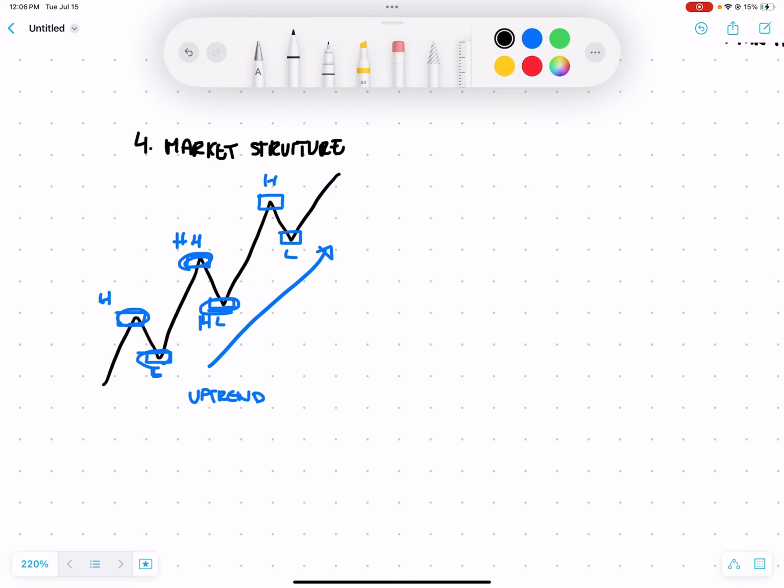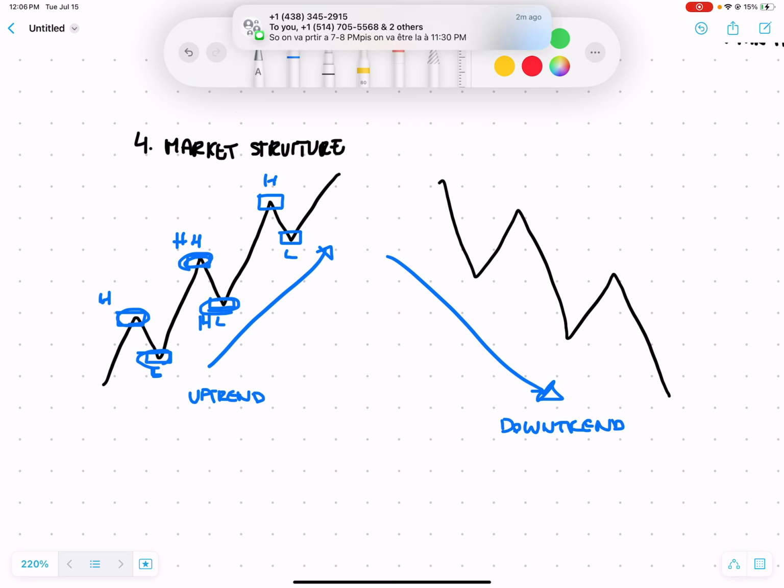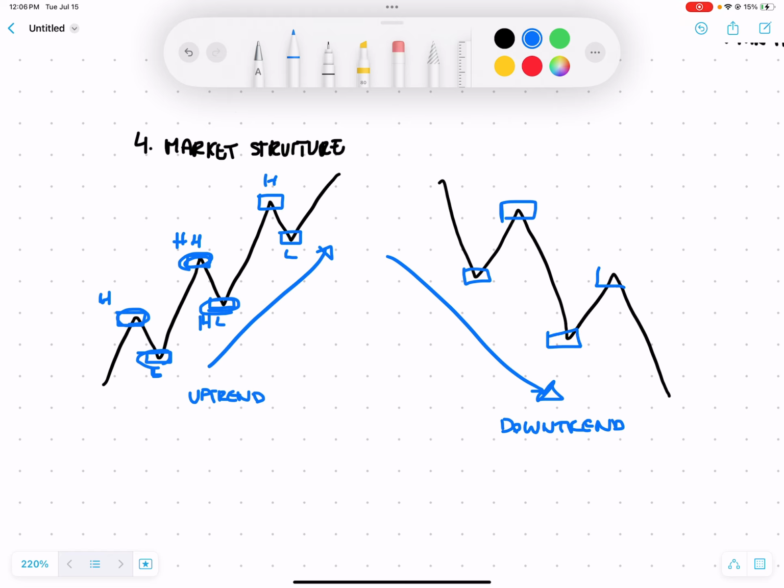All right? Now, if we're in a downtrend, essentially it's just going to be the opposite. Okay, this is a downtrend. You see the price is going down. And the reason for that is because we have, let's see, here a high and here a low. We will have here a lower low, and here a lower high, just because this high is lower than the previous one and this low is lower than the previous one. Simple as that. That's a downtrend.